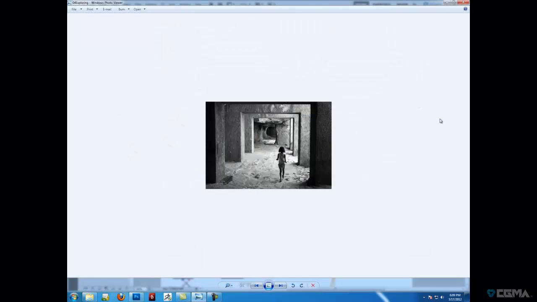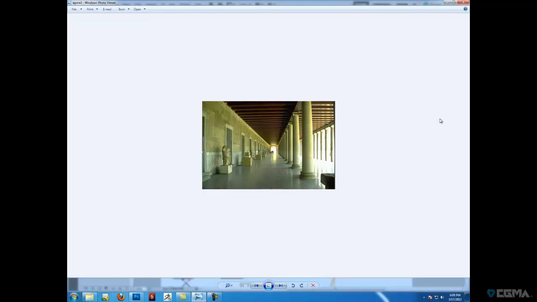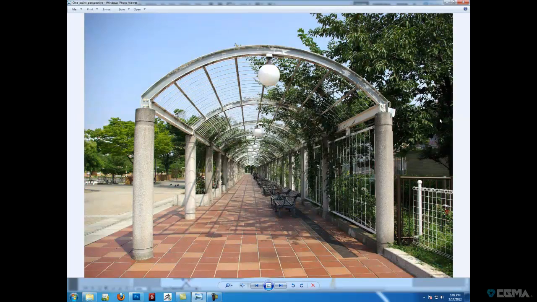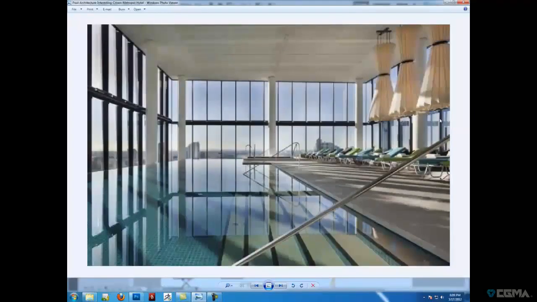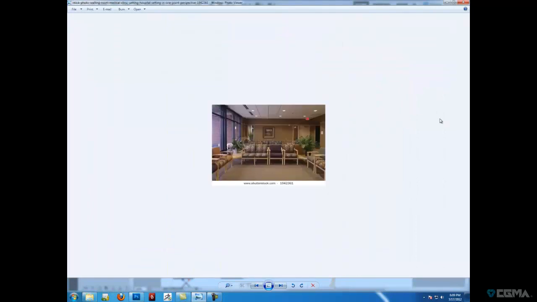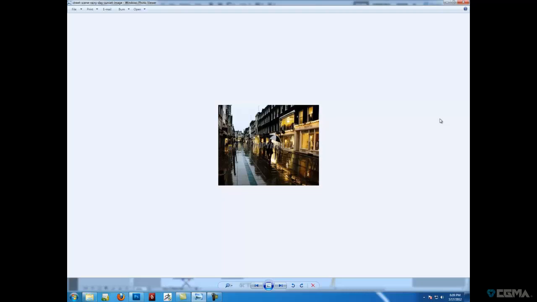So here's an example of a one-point perspective. Here's another one. Now, in one-point perspective, I forgot if I've mentioned this, it is important to know that the center of vision does not necessarily have to be in the center of your page. It could actually be off to the side. Like in this example.